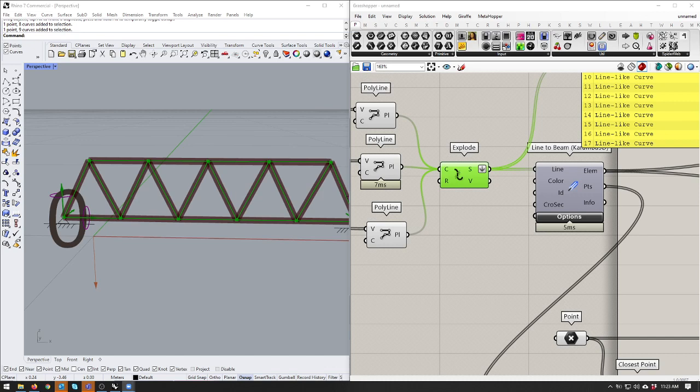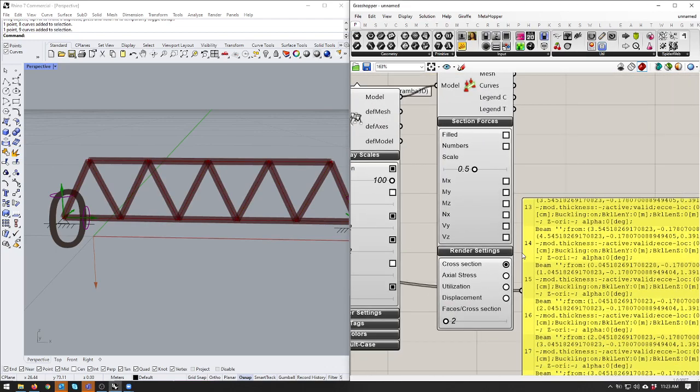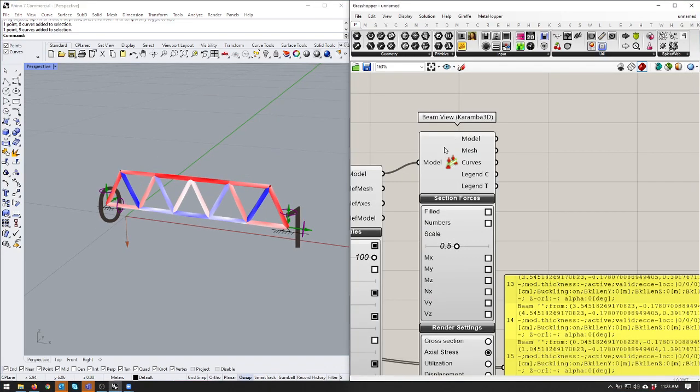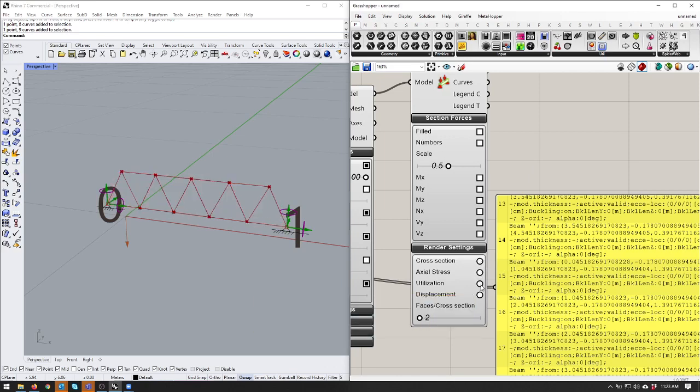Okay. You're currently looking at the stress. So hang on. You've turned on the axial stress, so you can see. If you look at mine, I've just turned on my axial stress. So in the beam view, there's axial stress there that you can turn off and on. You can see cross section, axial stress, utilization or displacement, for example.